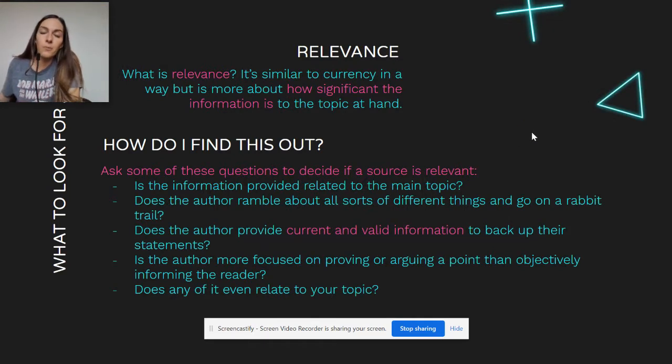And so when you think about relevance, you want to think about how significant the information is to your topic. So your primary sources are going to be incredibly relevant to your topic, and that's awesome. But when you're looking at websites and non-primary sources, you want to make sure that it relates to your topic. You want to make sure that the author isn't rambling about all sorts of different things, that they're staying on topic, that the information that they provide is current and that it is valid. You want to make sure that the author is staying objective and informing the reader of something, that they're not trying to argue or prove some sort of point. And you just ultimately want to make sure it relates to your topic. It's not some sort of random whatever.